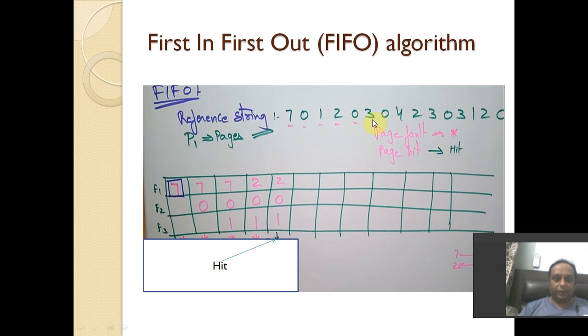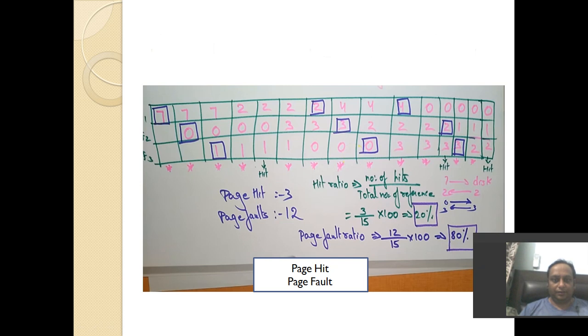Now I'm going to insert the 3. So for entering the 3, which number should be deleted, which number should be copied into the disk? The last entered numbers are 201. So 0 is the first that entered among 201, so in place of 0, 3 will be inserted. Let's see over here. In place of 0, this is 0. In place of 0, I have inserted 3.